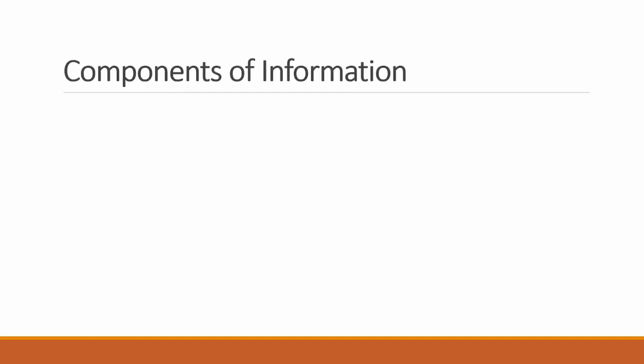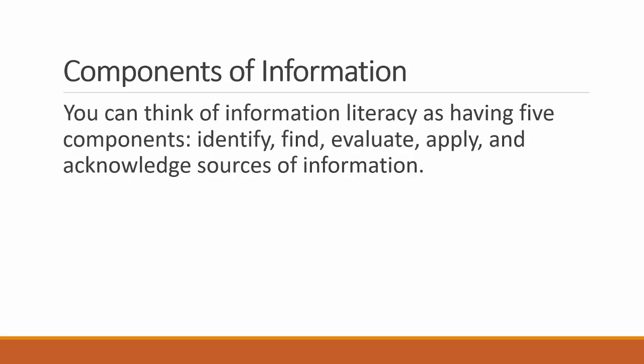The next one is the components of information. So, sa information literacy, meron tayong components of information. You can think of information literacy as having 5 components. We have number 1, identify. Second, find. Third, evaluate. 4, apply. And 5, acknowledge sources of information. So, sa components ng information, yung 5 yan ang pinag-uusapan. So, pag-usapan muna natin yung number 1.